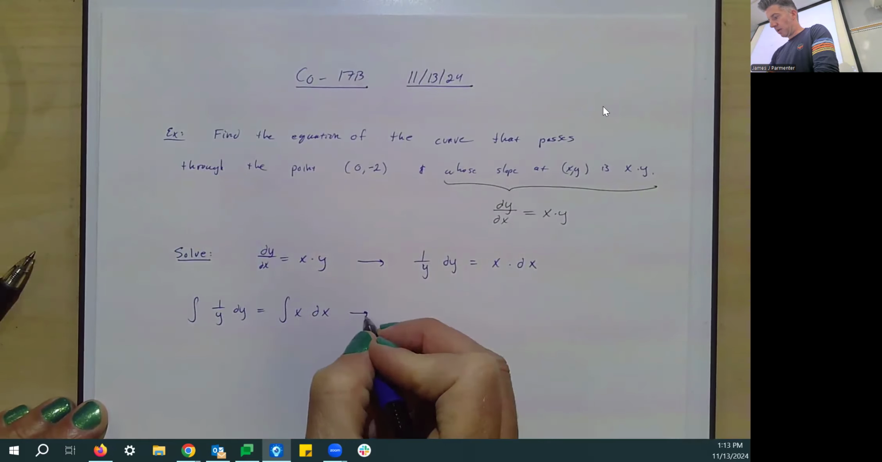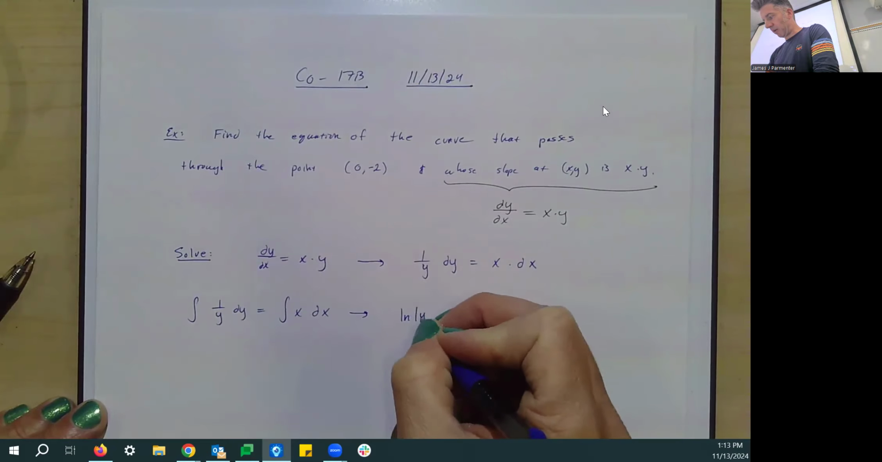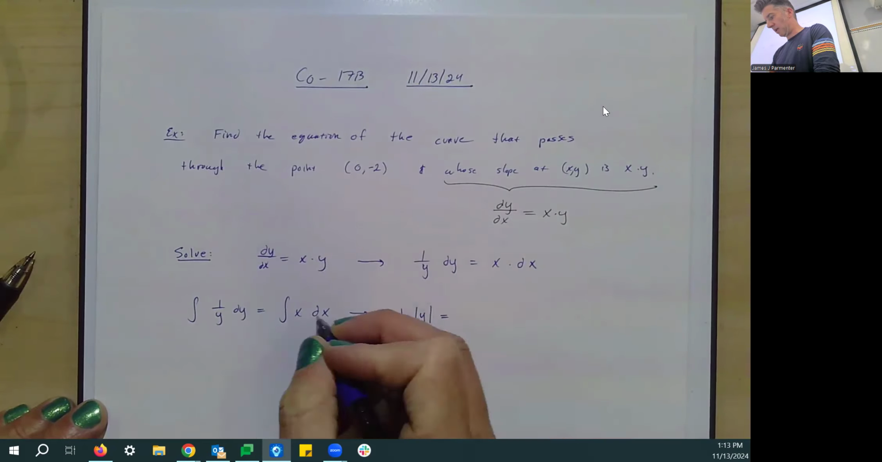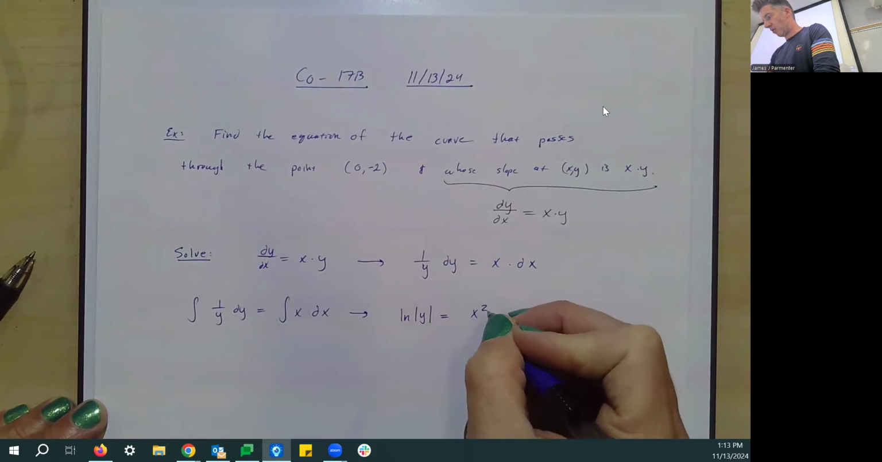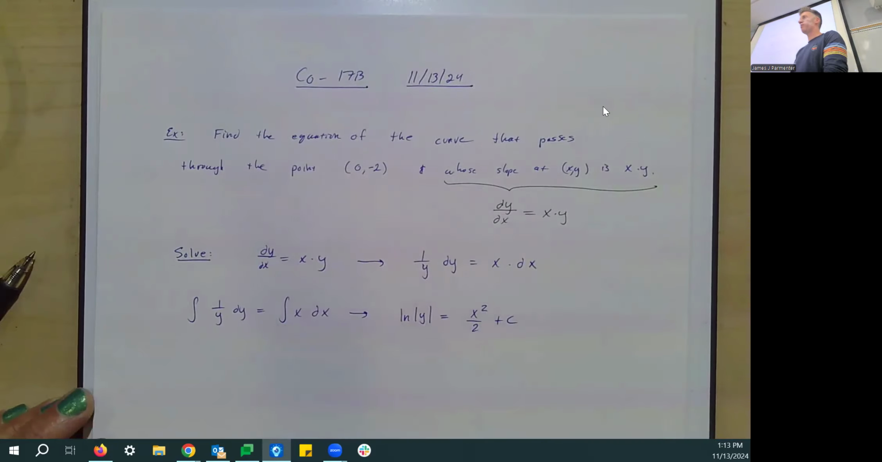We're going to get the natural log of the absolute value of y is equal to the antiderivative of x, which is x squared over 2 plus c. And we typically do put the plus c on the side of the independent variable. Since y is a function of x here, we're going to put the c on the x side. It's almost always the case.